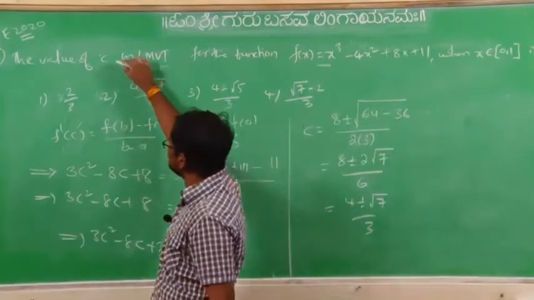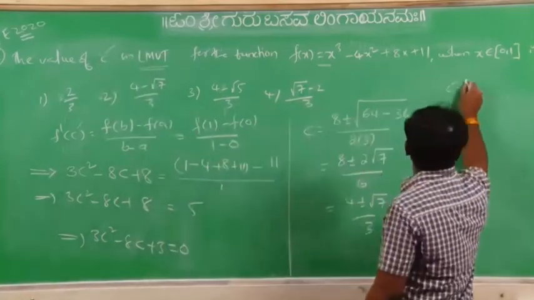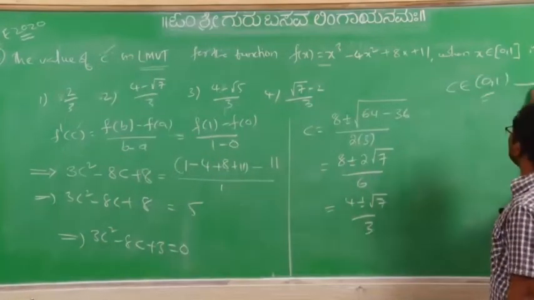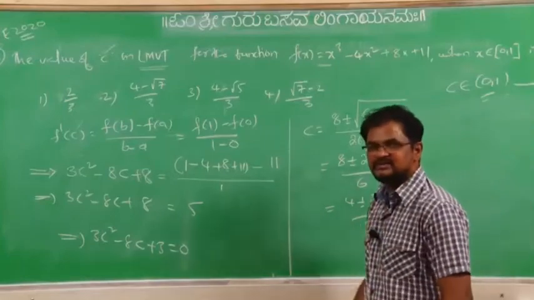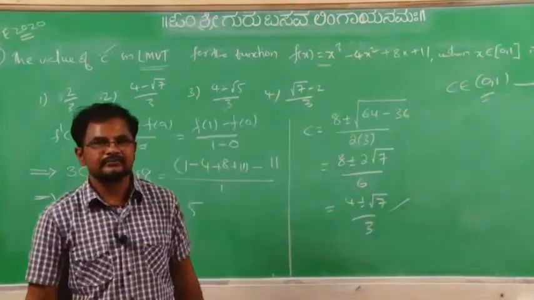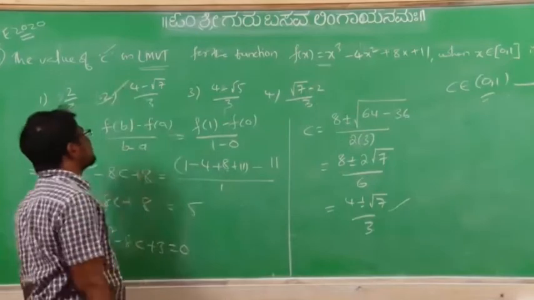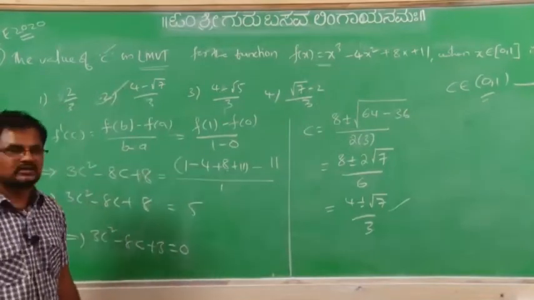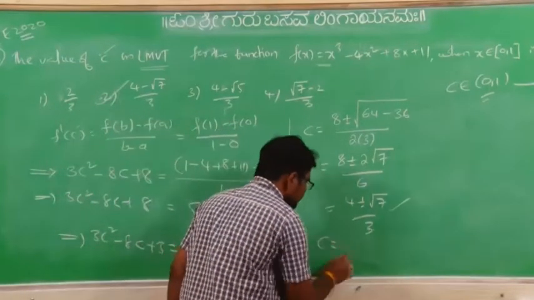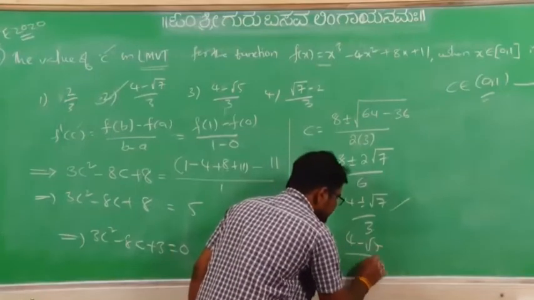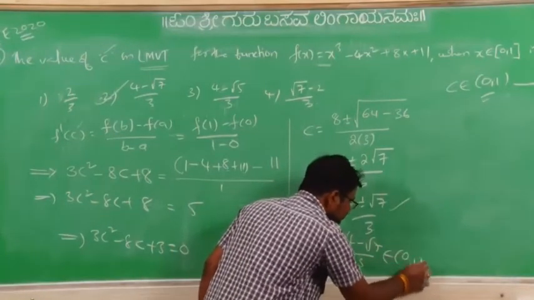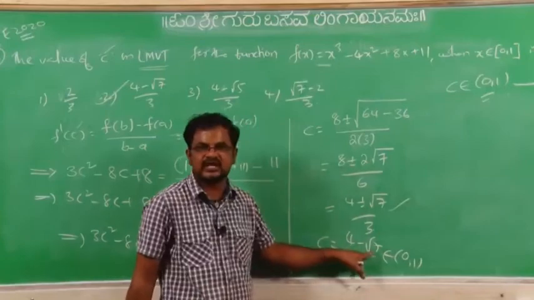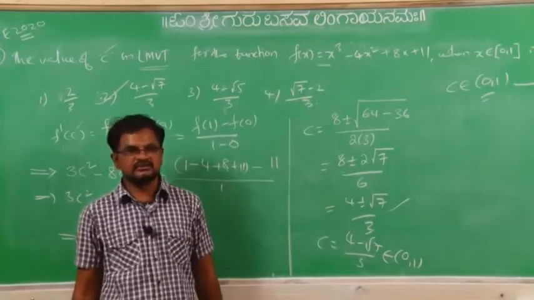But the C value should belong to the open interval 0 comma 1. In these two, which one belongs to 0 comma 1? 4 minus root 7 by 3 only. So C equal to 4 minus root 7 by 3 belongs to 0 comma 1, and 4 plus root 7 by 3 does not belong to 0 comma 1. So that's why this is our answer.